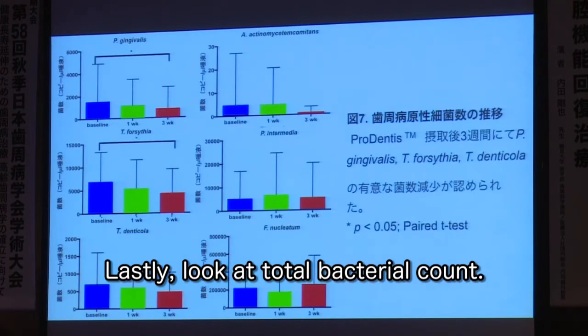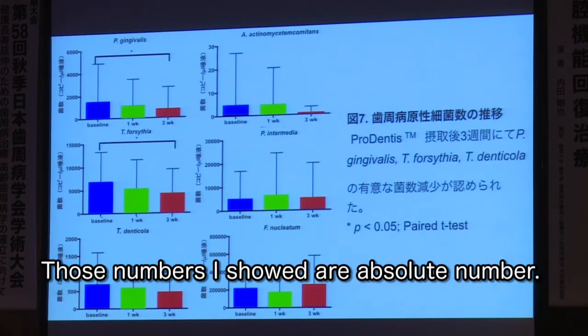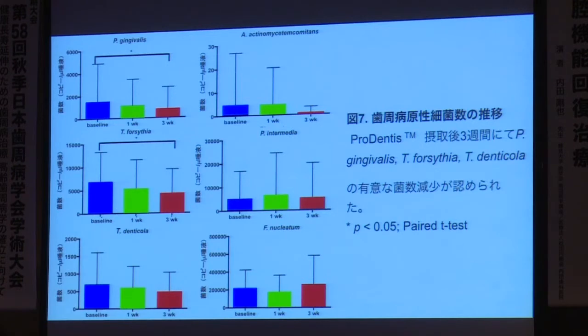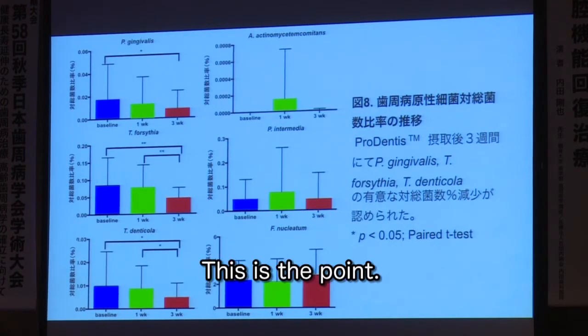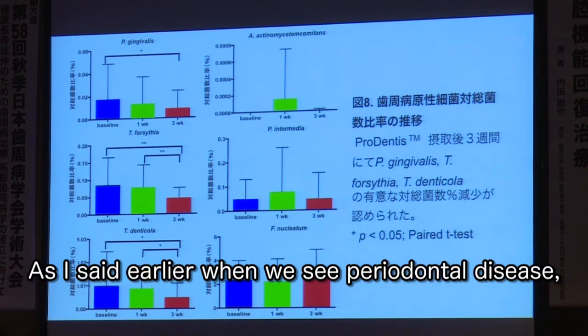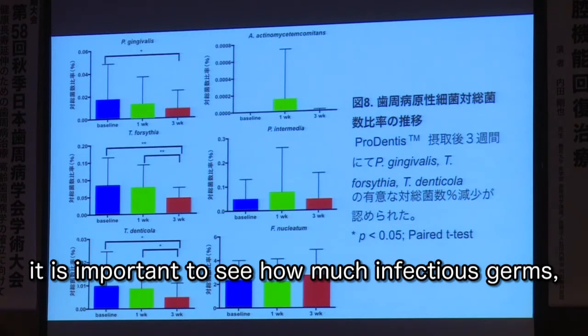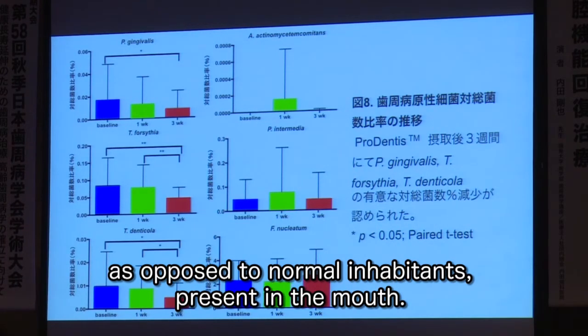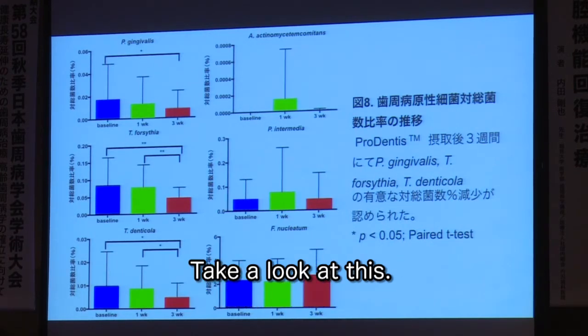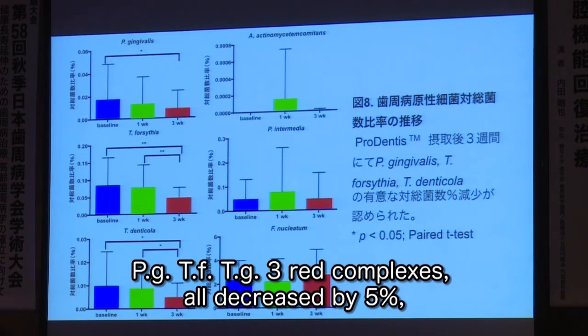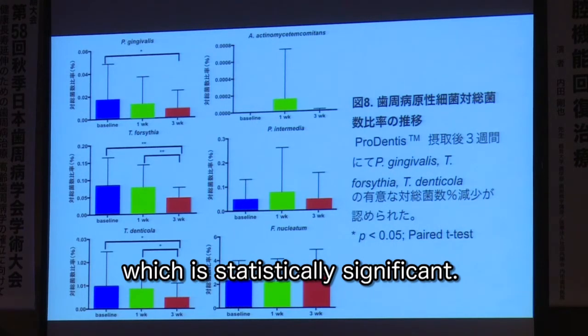Lastly, look at total bacteria count. Those numbers I showed are absolute number. TF statistically significantly decreased. This is the point. As I said earlier, when we see periodontal disease, it is important to see how much infectious germs, as opposed to normal inhabitants, are present in the mouth. Take a look at this. PG, TF, TG, 3 red complexes all decreased by 5%, which is statistically significant.